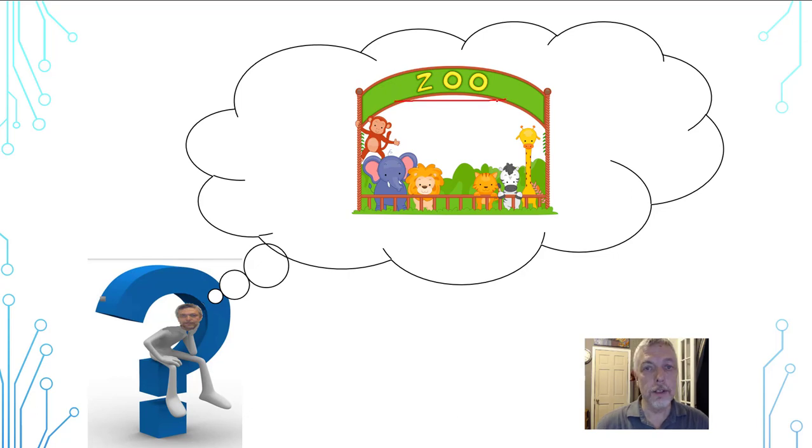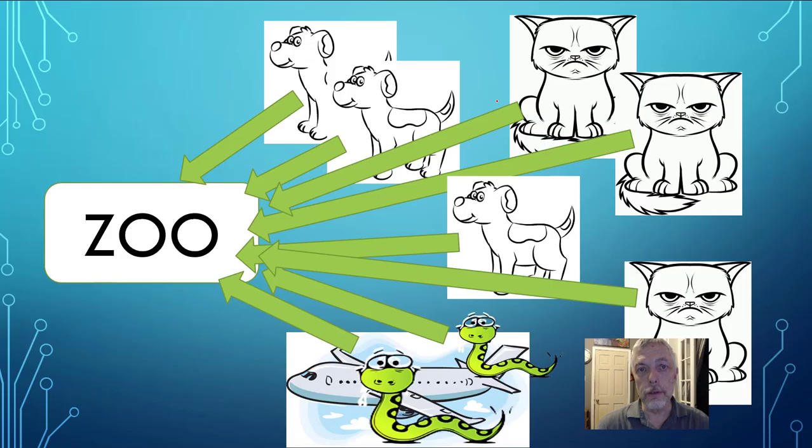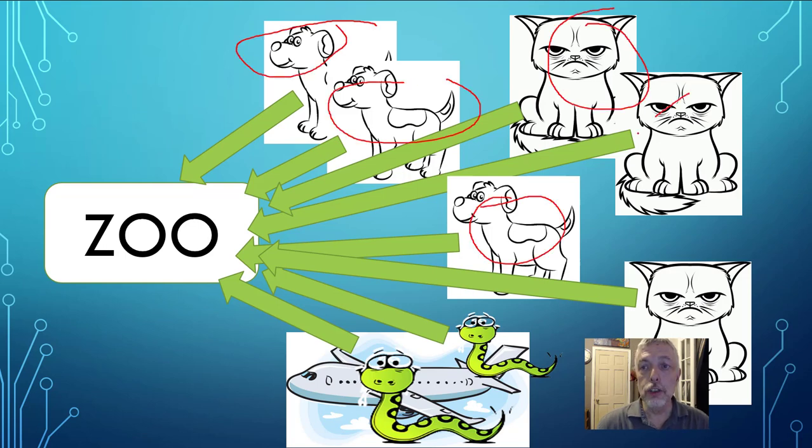So the concept is we're going to build a zoo. The zoo will consist of many animals. I'm only picking dogs and cats because I don't want to work really hard, and I don't want you to either. I want to focus on the main concepts.